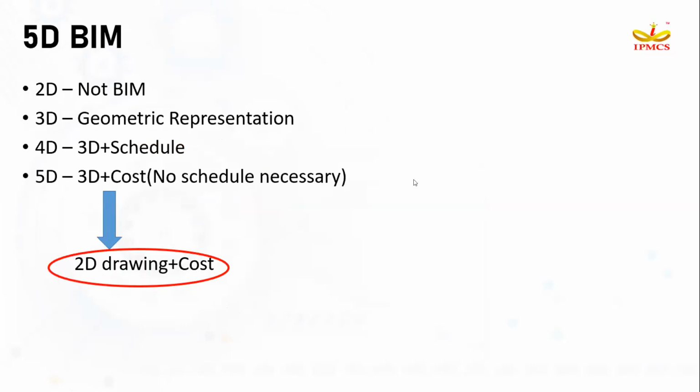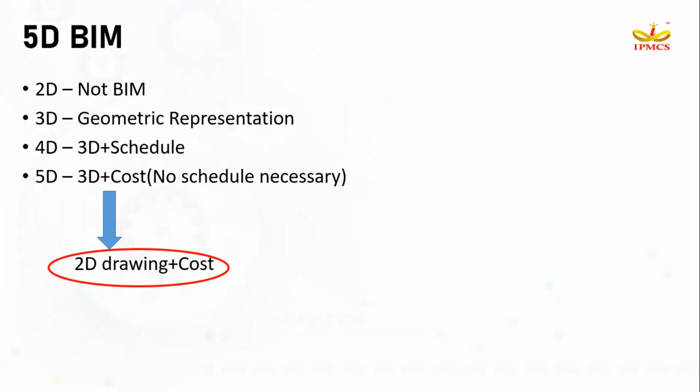We know about the 3D BIM concept. 3D is nothing but the 3D model view of your project. We have a 2D drawing, and when we attach a third dimension, we can see a 3D view, which is simply called a geometric representation. 4D is nothing but introducing or linking a schedule with a 3D model. That is the 4D BIM concept, which we covered yesterday.